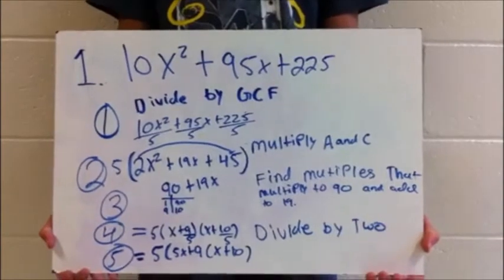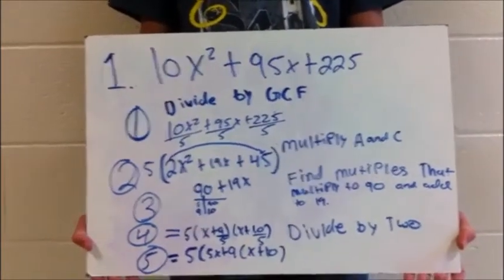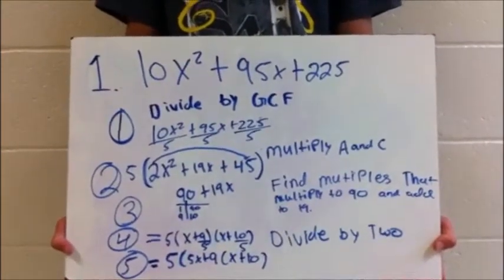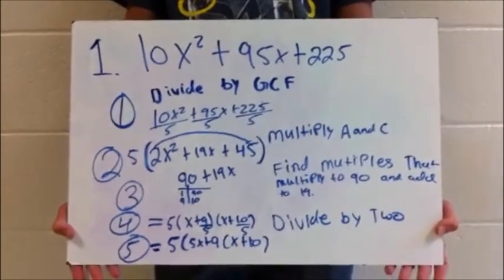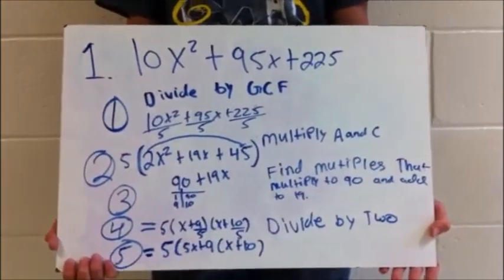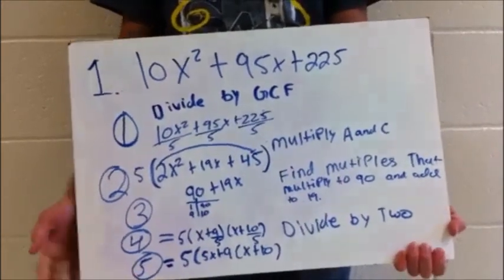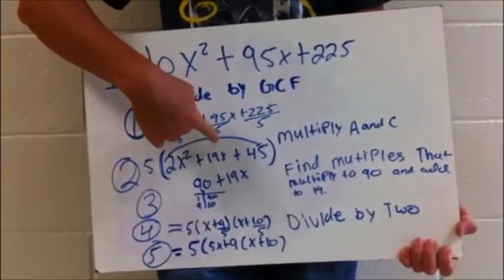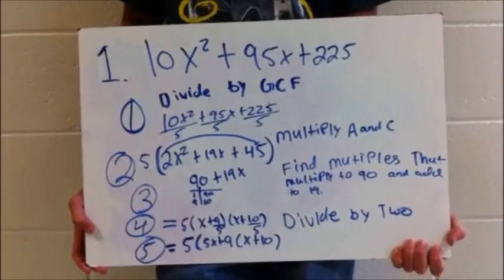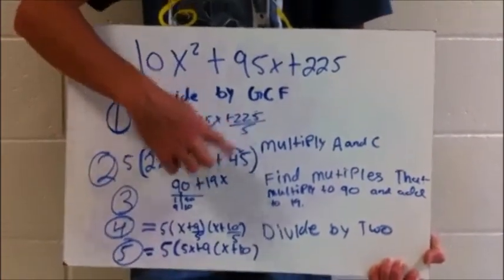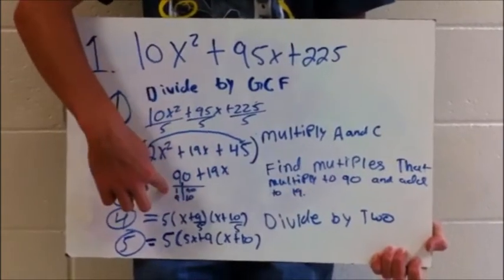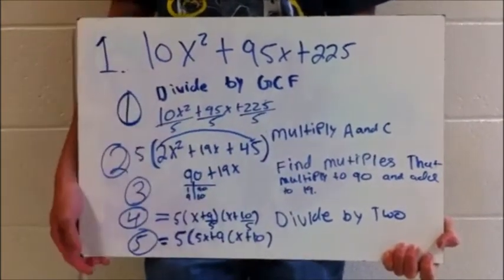The equation for this problem is 10x to the second plus 95x plus 225. The first step is to divide by the greatest common factor, which is 5. And then you get 2x squared plus 19x plus 45. The next step is to multiply 2 by 45, which equals 90, plus 19x. The next step is to find multiples that multiply to 90 and add to 19.